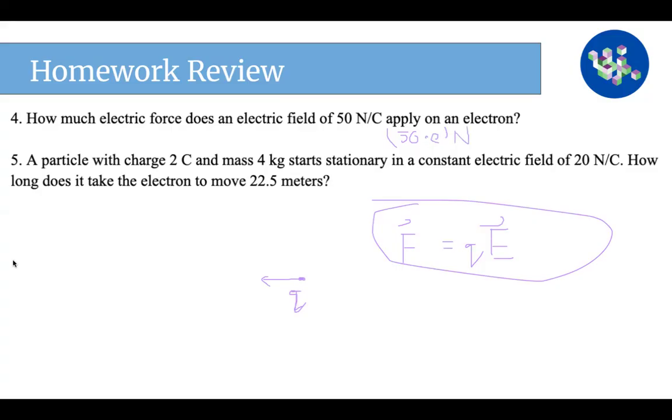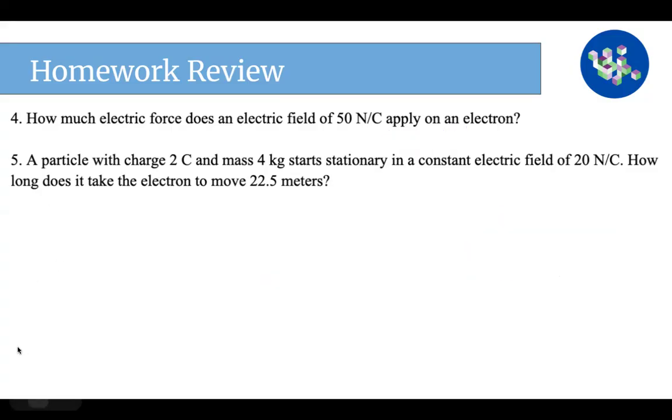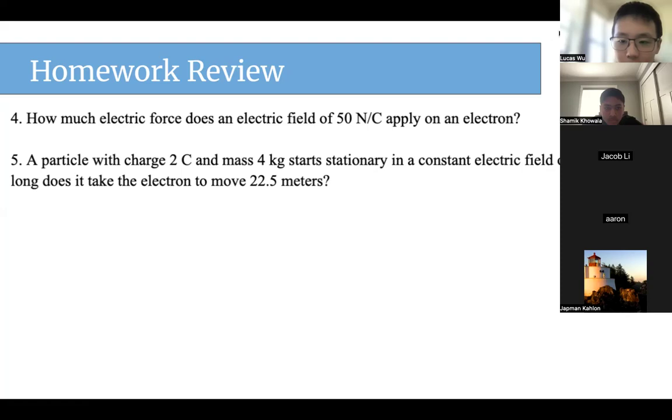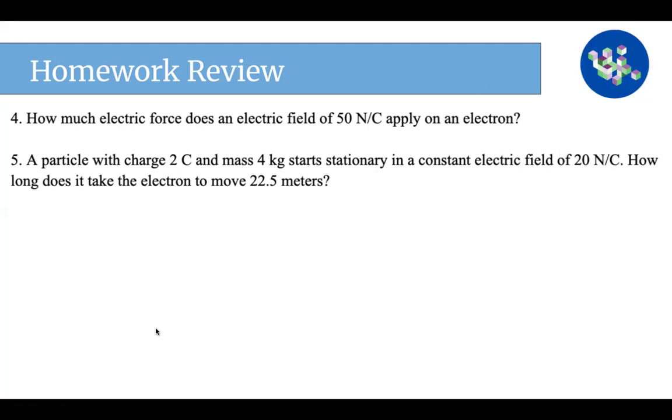Number five is next. A particle with charge 2 coulombs and mass 4 kg starts stationary in a constant electric field of 20 newtons per coulomb. How long does it take for it to move 22.5 meters? Let's first draw a diagram. It has charge Q, which is 2 coulombs, and it also has mass M, which is 4 kg, right?